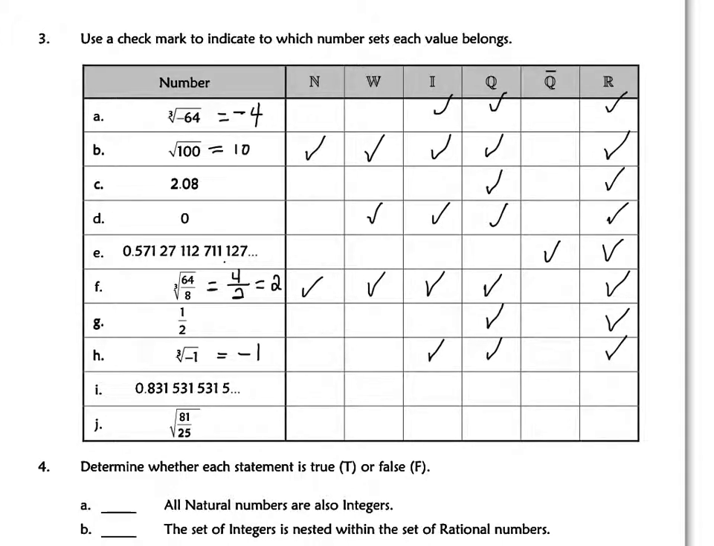The next one has 0.8315, 315, 315. So that's a decimal that doesn't stop, but it has a repeating pattern. So that would be a rational number, and it would necessarily then be real as well. And the last one, the square root of 81 is 9, over the square root of 25 is 5, so that would be not a whole number, natural or integer, but a rational and real.